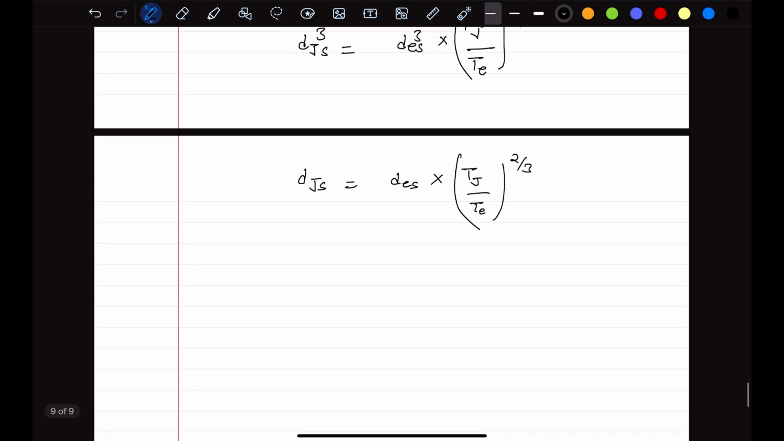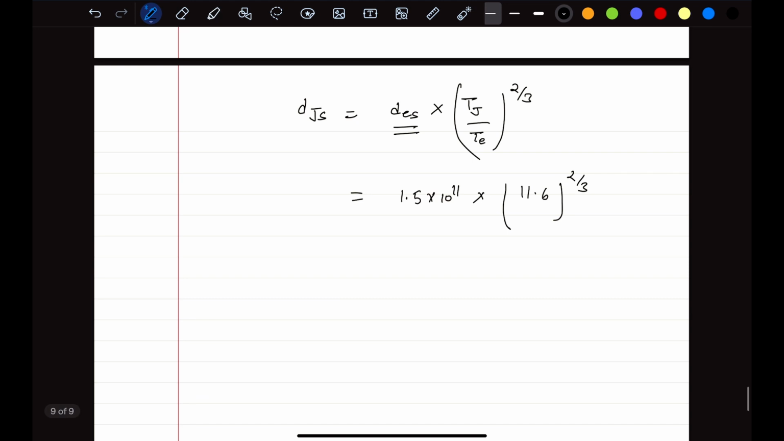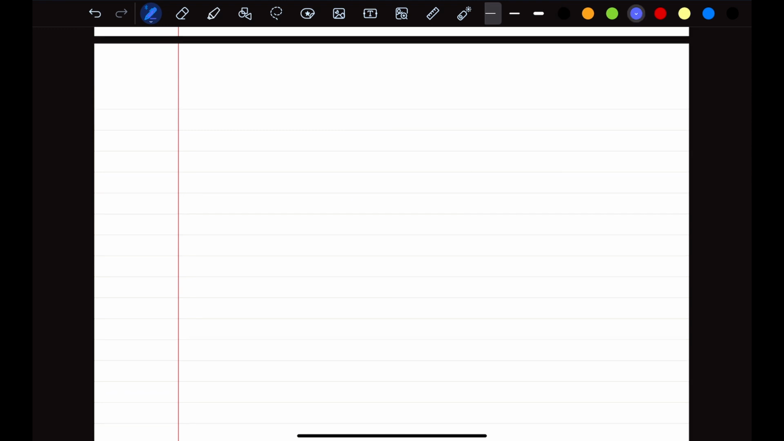Now we know this value. This is 1.5 multiplied by 10 to the power 11 multiplied by T of Jupiter to T of Earth, which is 11.6 divided by 1, so 11.6 to the power 2 by 3. If you do the calculation, then the d of Jupiter from the Sun will be 7.68 multiplied by 10 to the power 11 meter. So we have completed Kepler's laws of motion of the planets. Now let's move to Newton's law of gravitation.